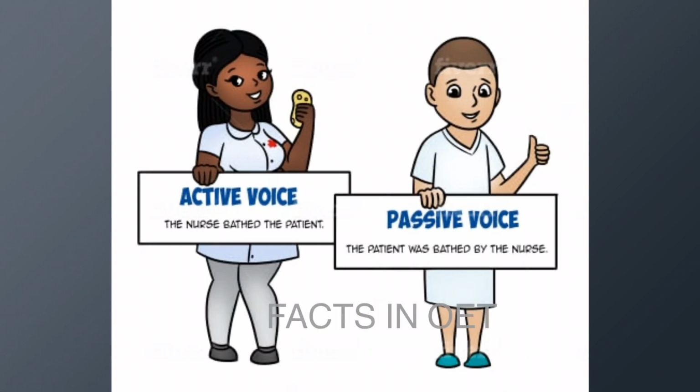What is active voice? If we need to emphasize the subject more than the action he did, that is called active voice, which means we are giving more importance to the subject. We use passive voice if we need to emphasize the action more than the subject performing it, because the action is more important here. That is passive voice.